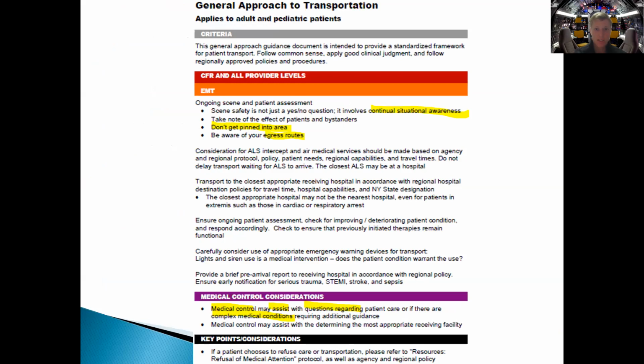So, ongoing scene assessment and patient assessment. Make sure you're continuously situationally aware. Make sure you're aware of all the things around you, especially the crew chief, but that also goes for everyone on the watch team. If you see you're going to get pinned in an area, or you're going to get stuck, or the bus might flip, or tires might get in a mud situation, make sure everyone's working with each other and letting each other know. Contact medical control if you have questions.